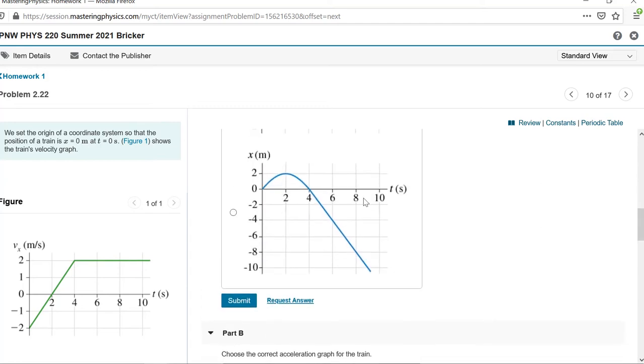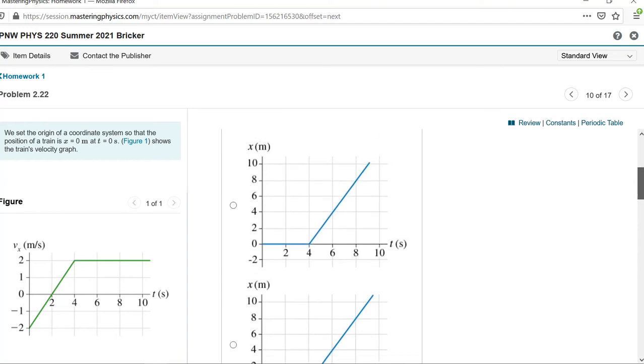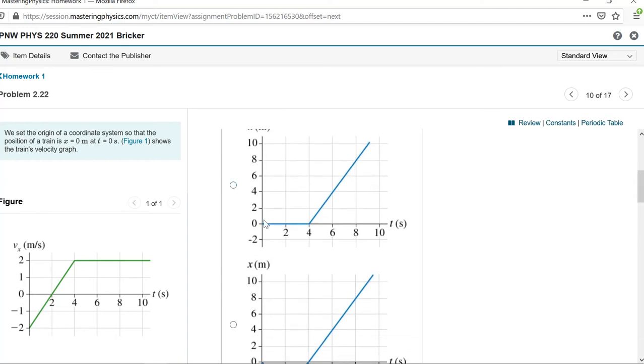Also cannot be this one, right? This is a negative slope. Okay, so it's between B and C. This graph says from 0 to 4 seconds, you're not even moving. You're at coordinate 0, and that does not change.